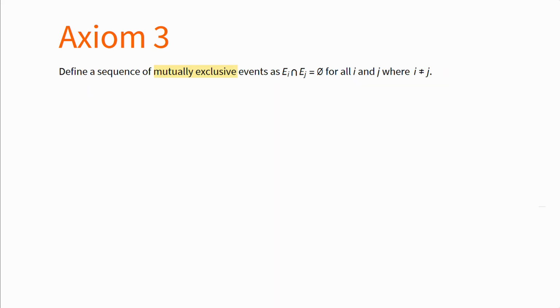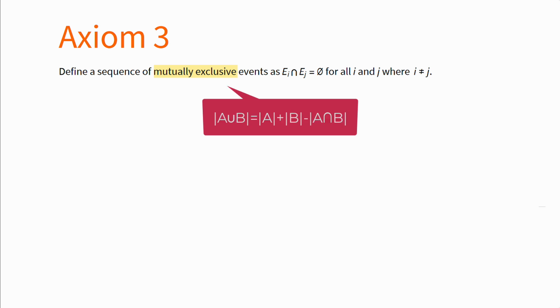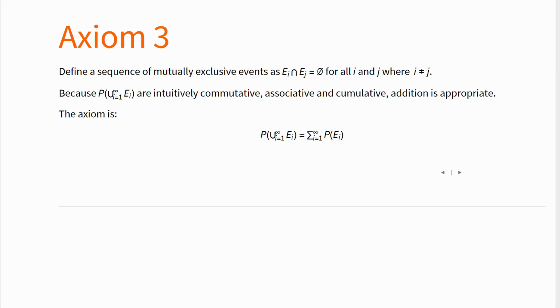For that, we need mutually exclusive events, where every event shares no outcome with any other event. In other words, every pairwise intersection is null. The concept of size from set theory is well established, so let's use one of its mechanics. The size of A union B is the size of A plus the size of B minus their intersection. The intersection is removed since it's null, and so it implies in this context that union becomes equivalent to addition.